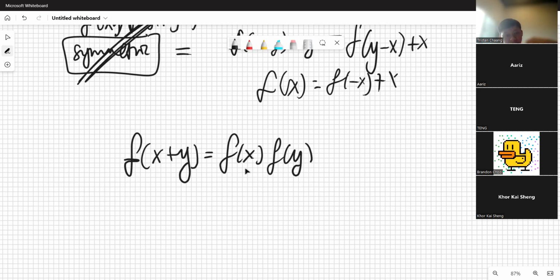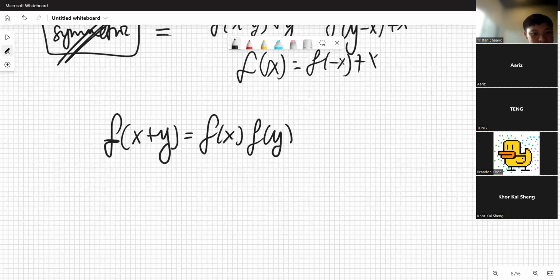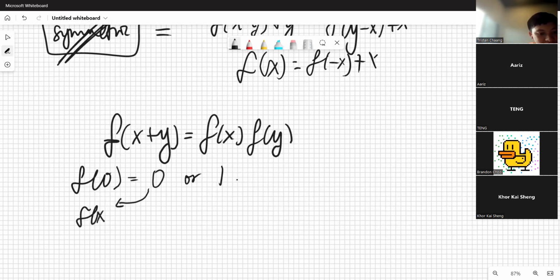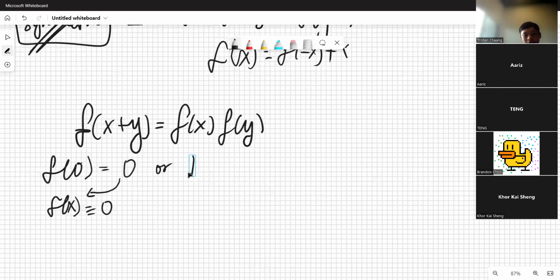f(0) is 0. Is it? f(0) is not 0, right? Oh, okay, f(0) can be 0 or 1, right? Because f(0) is f(0) squared. Yeah, can be 0 or 1. If it's 0, it's the easy case, because I just put y is 0, then f(x) is 0 for all x. Okay, so the first information we have is f(0) equals 1.